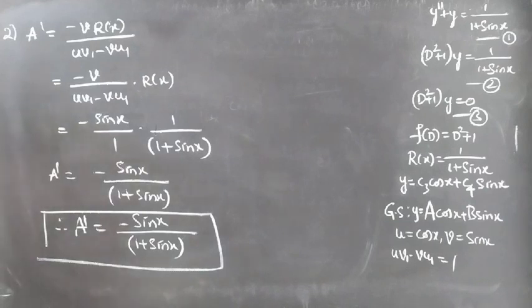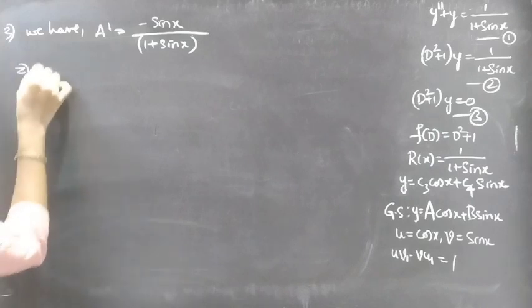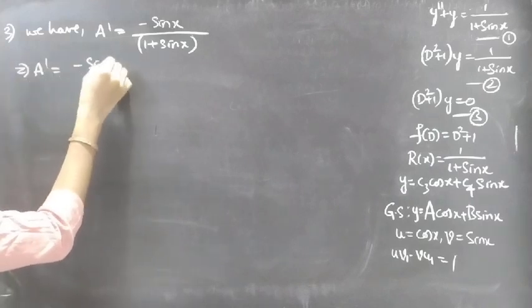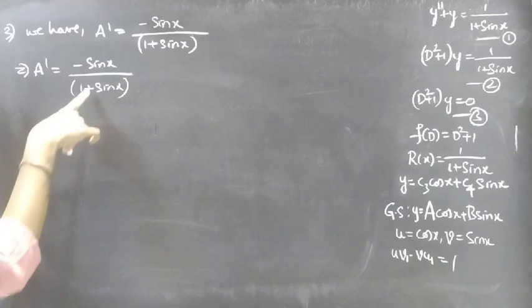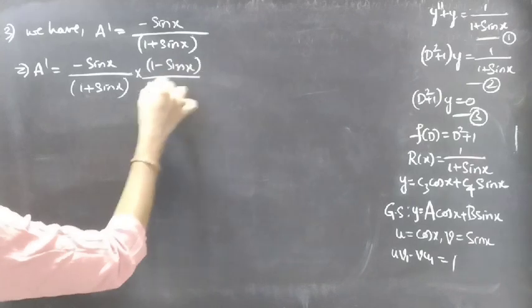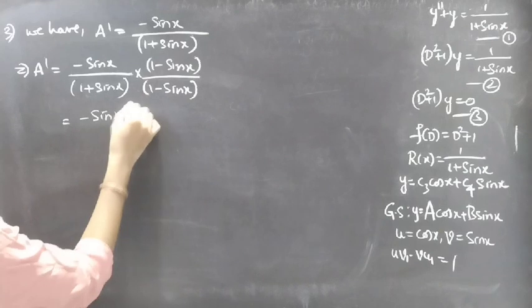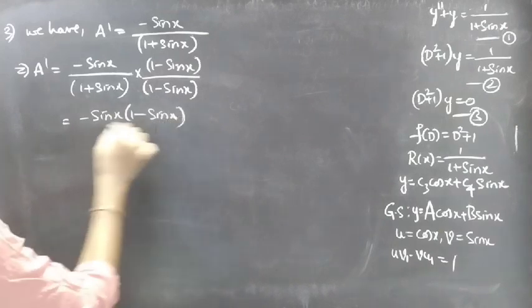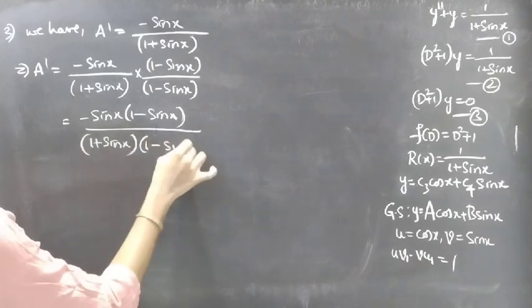Now we will find A using A dash equals minus sin x by 1 plus sin x. In the denominator we have 1 plus sin x. If we replace this plus with minus, then we'll get 1 minus sin x, right? Let's multiply and divide by 1 minus sin x. Then we'll get minus sin x into 1 minus sin x by 1 plus sin x into 1 minus sin x.